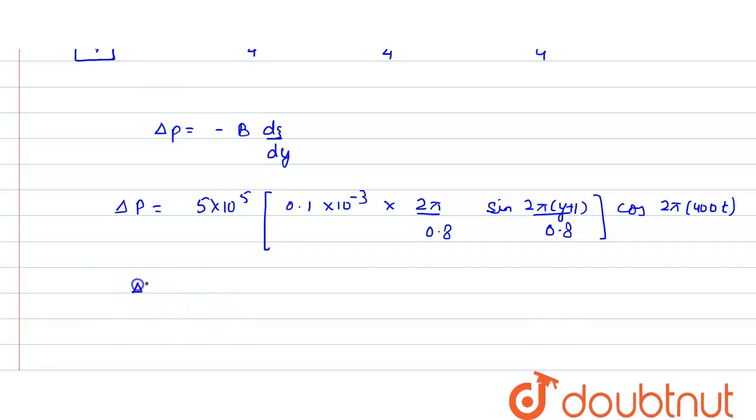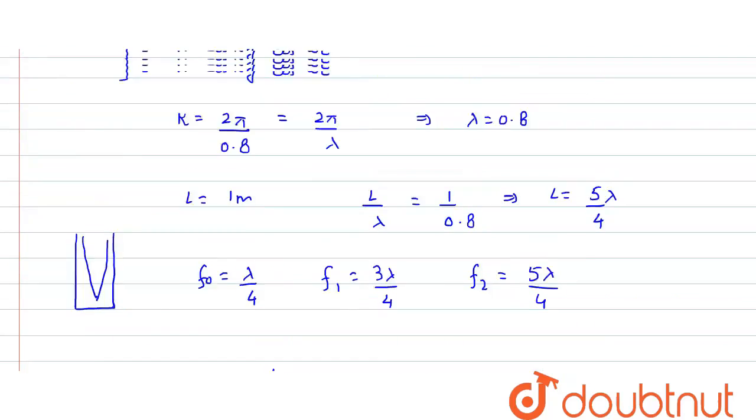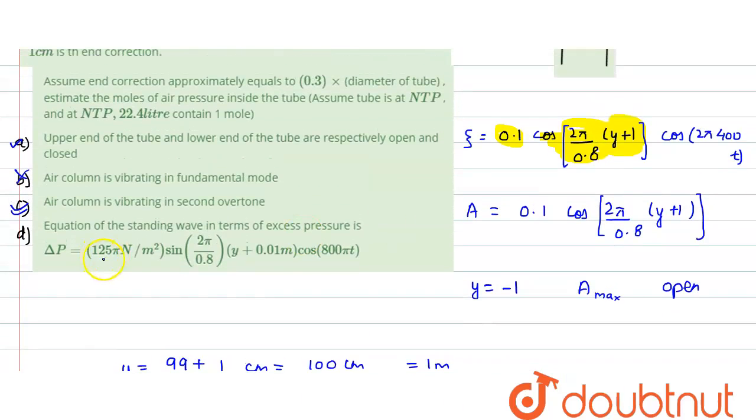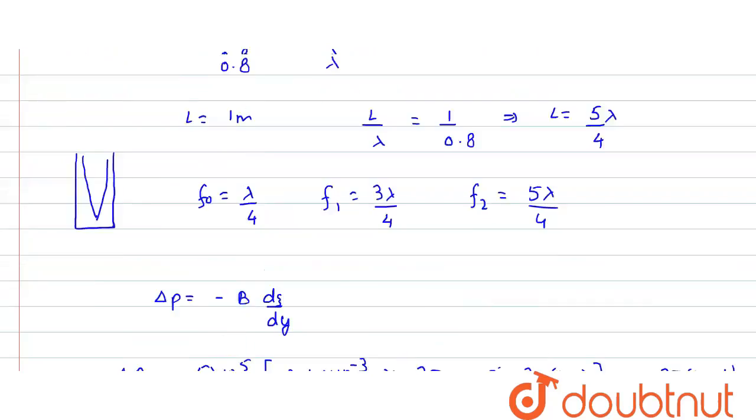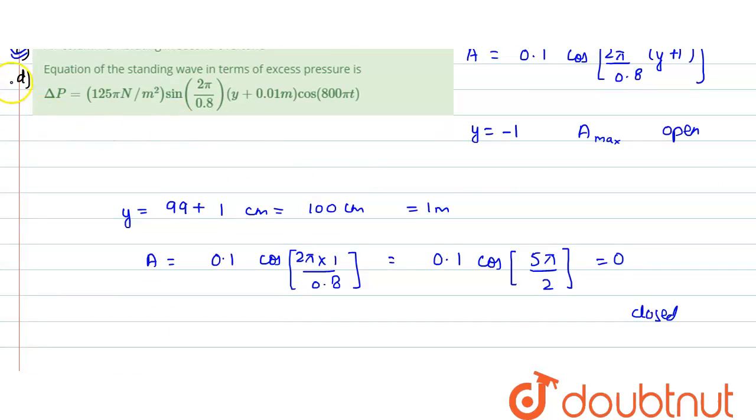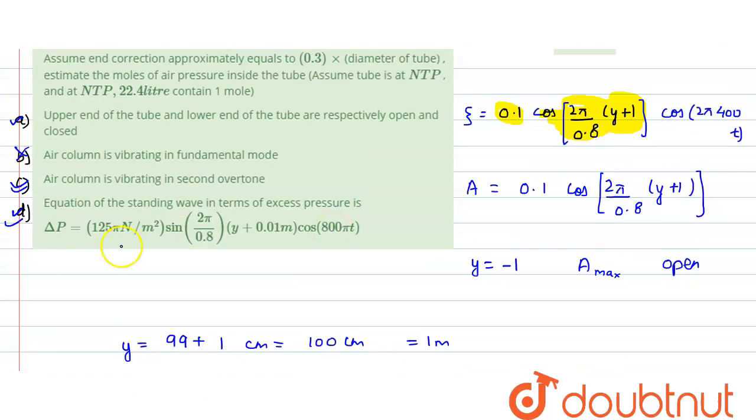Now if we solve this, the excess pressure delta P turns out to be 125 pi sine 2 pi y plus 1 divided by 0.8, then cos of 2 pi into 400 t. So this is the value of the excess pressure. If we check whether the option is matching, it is 125 pi sine of 2 pi y plus 1 divided by 0.8, so this is also matching. So what are the correct options? Option A is correct, C is correct, and D is correct.